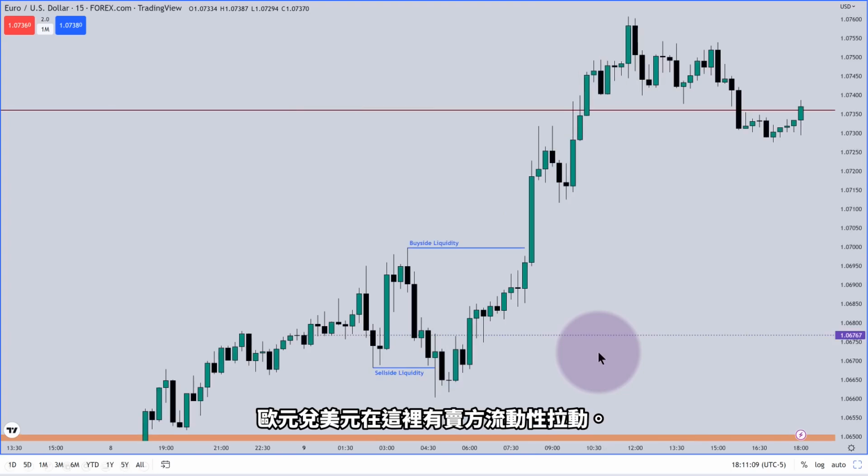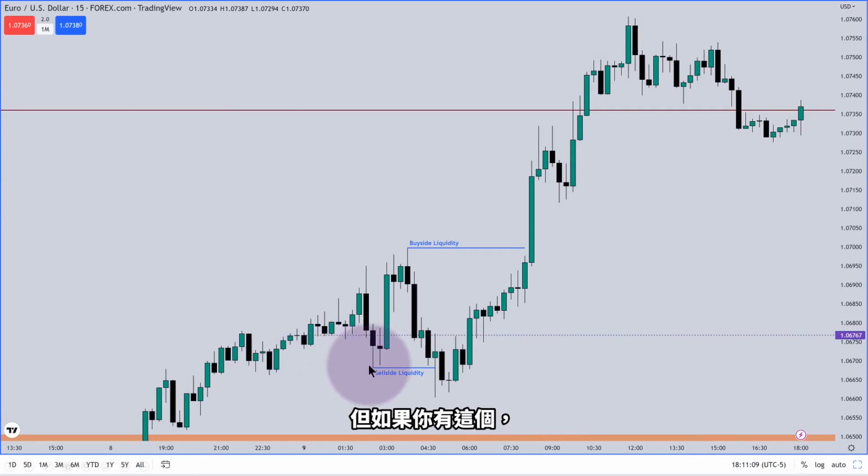More specifically, on the 15-minute time frame, euro dollar had a sell side liquidity pool here. But if you had this one and not this one, don't be discouraged because either one's correct, but I like this one because my eye jumps right to these levels where candles get real close to being equal, whether it be the highs or the lows. My eye just goes right there. Over time, training with me, you'll adopt that same skill set, and it'll just be like second nature.